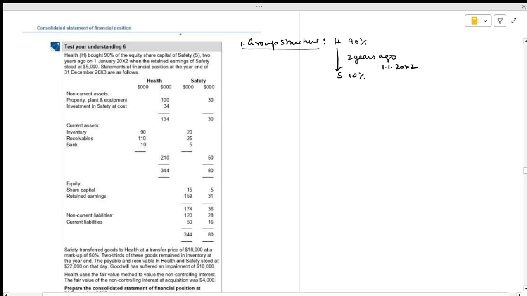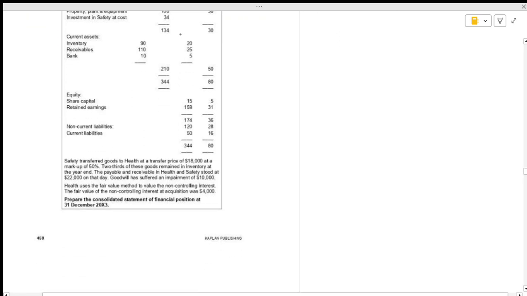Next, they have given retained earnings of 5,000. In the statement of financial position, they gave non-current assets, property, investment, cost, inventory, all these things. Safety transferred goods to Health at a transfer price of 18,000. The profit margin is 50%. Two-thirds of these goods remain in inventory unsold at the year end.